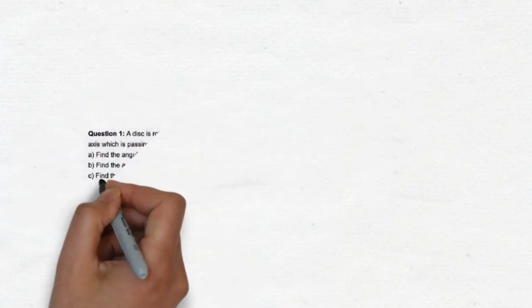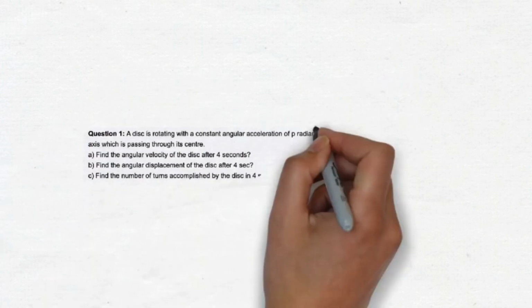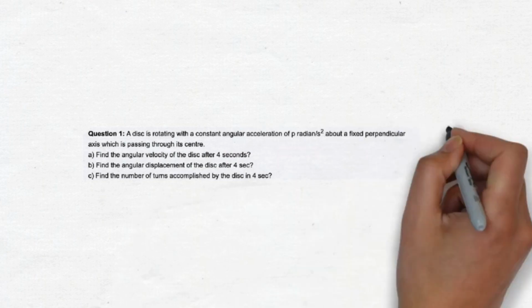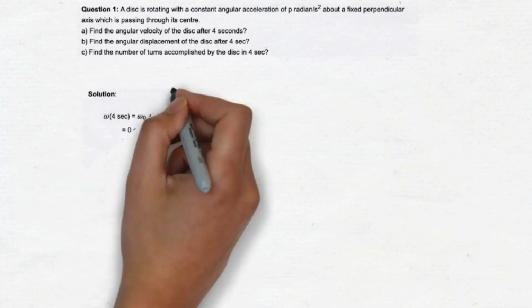The first question is, a disk is rotating with a constant angular acceleration of pi radian per second squared about a fixed perpendicular axis which is passing through its center. A. Find the angular velocity of the disk after 4 seconds. B. Find the angular displacement of the disk after 4 seconds. C. Find the number of turns accomplished by the disk in 4 seconds. Now, let's see the solution.